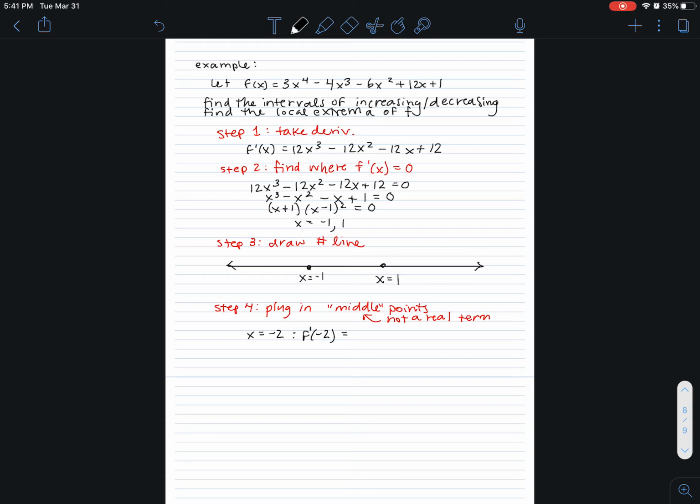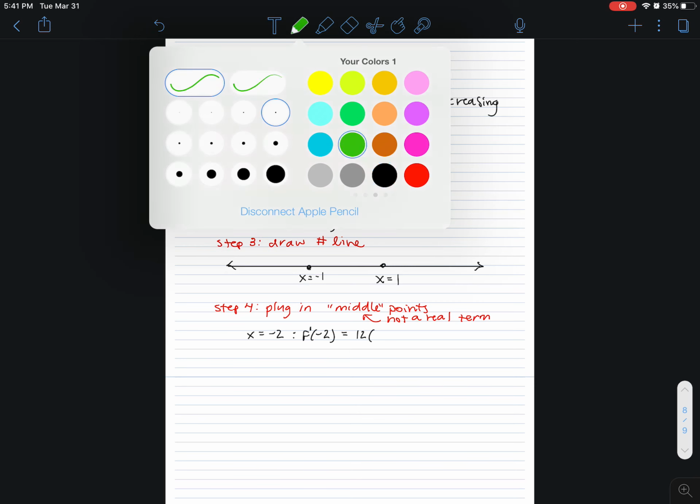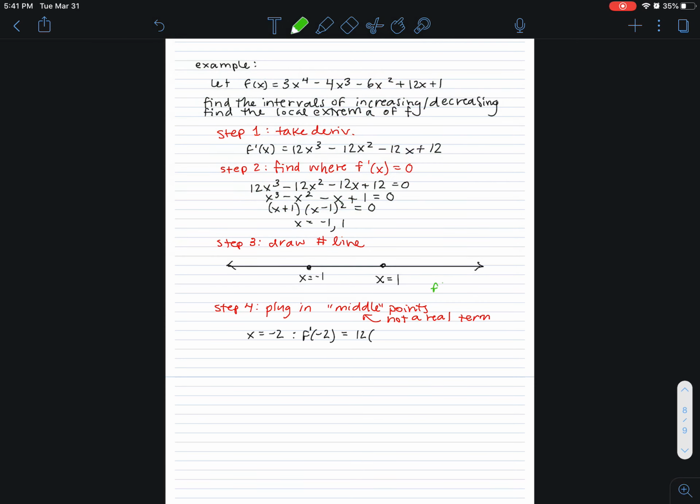Okay, actually, I think I can do this easier. I'm going to use the factored version, which is 12 times... here, I'll write it on the side for you guys. F prime of x is equal to 12 times (x minus 1) squared times (x plus 1). So if I plug in negative 2, I'm going to have 12 times (negative 2 minus 1) squared times (negative 2 plus 1).